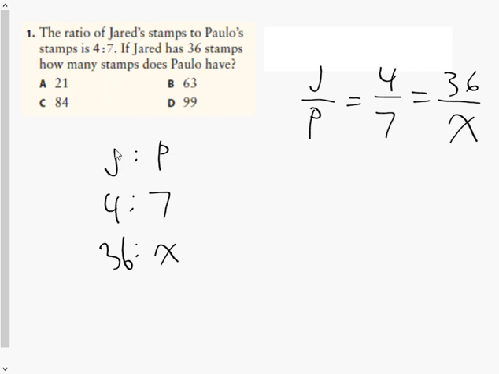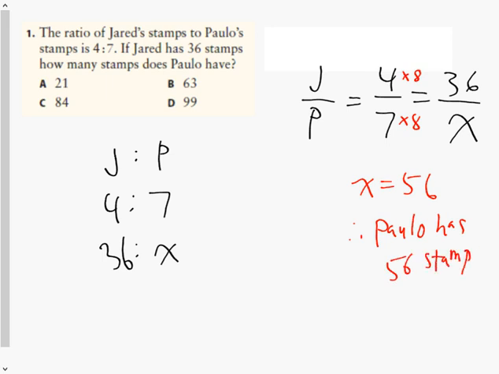We could identify what we multiplied 4 by to get 36 and multiply there, and therefore we'd say x equals 56, and therefore Paulo has 56 stamps. Most of you probably did it that way, right? Because you acknowledge that's the easiest way to do it. However, it's not the only way you could have done it.